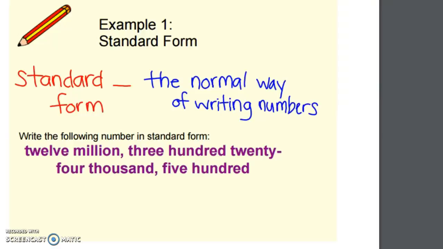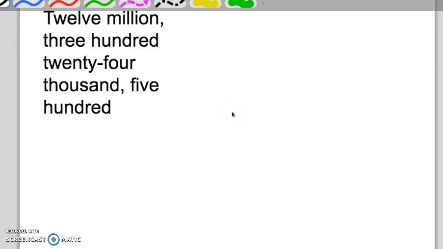Our first example reviews what standard form is. Standard form is the normal way of writing numbers. So here we have a problem that's currently written in word form, 12,324,500, and we're supposed to write that into standard form. So again, here is 12,324,500 written as word form.